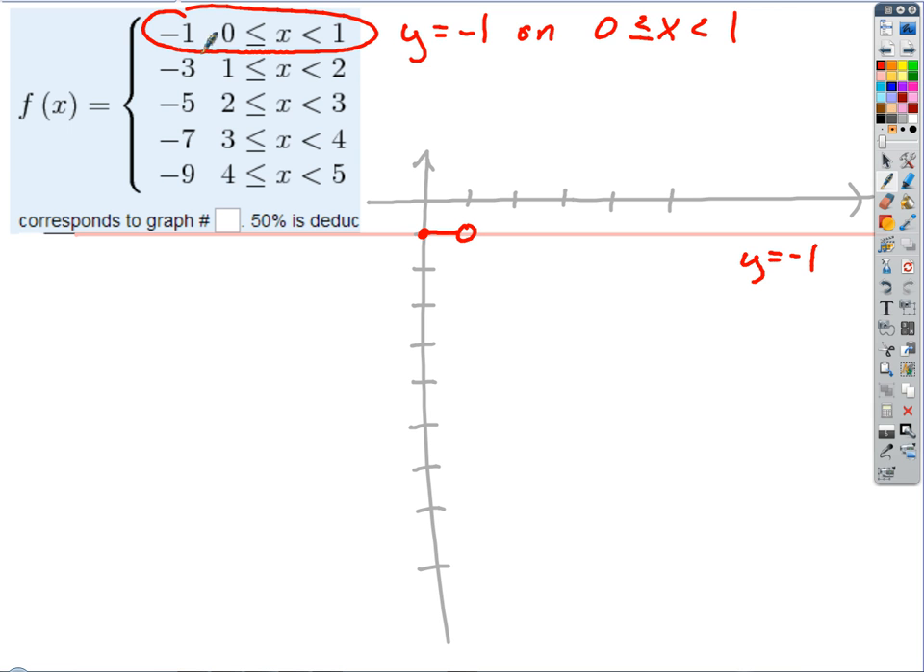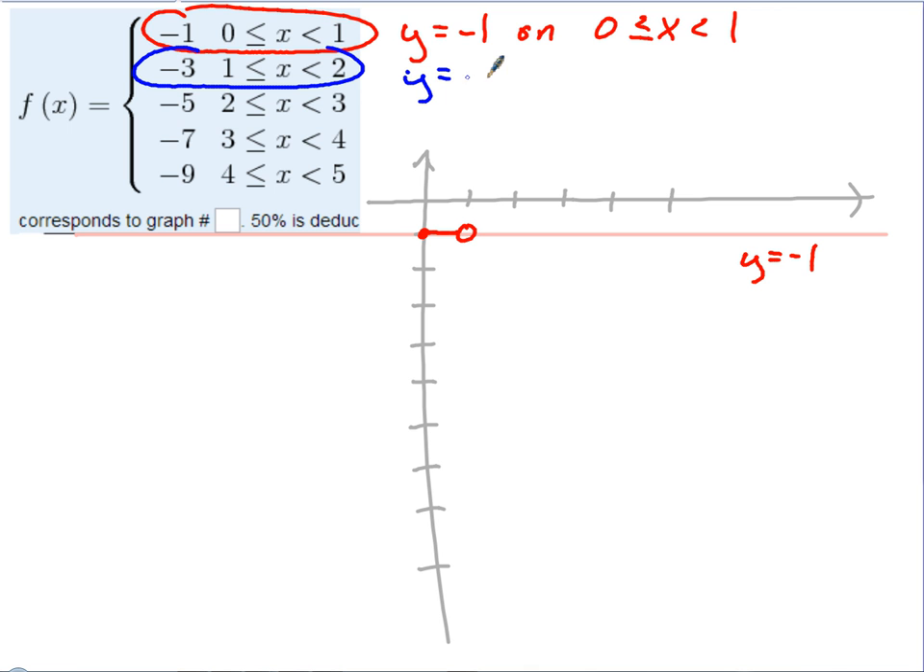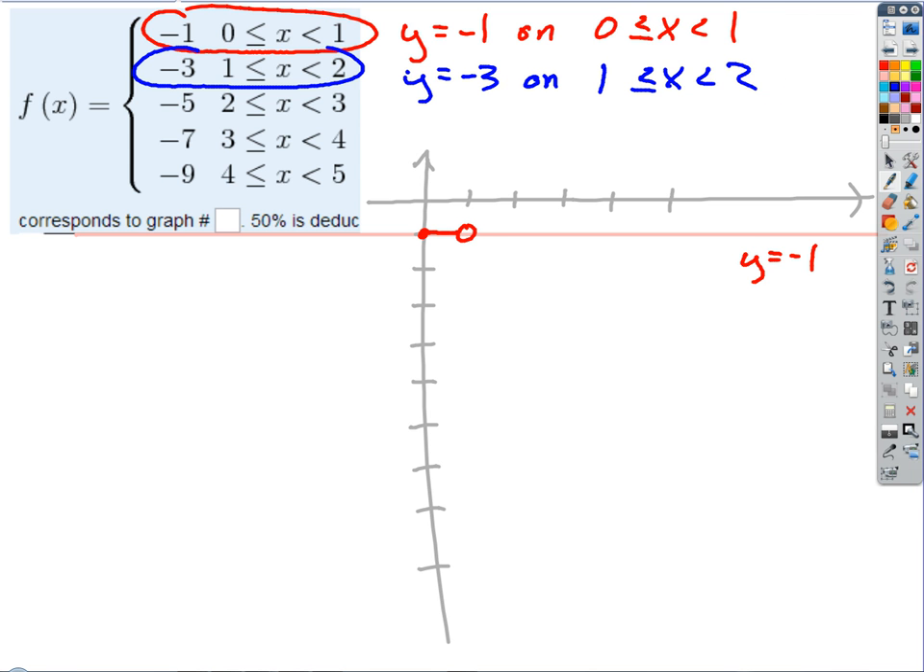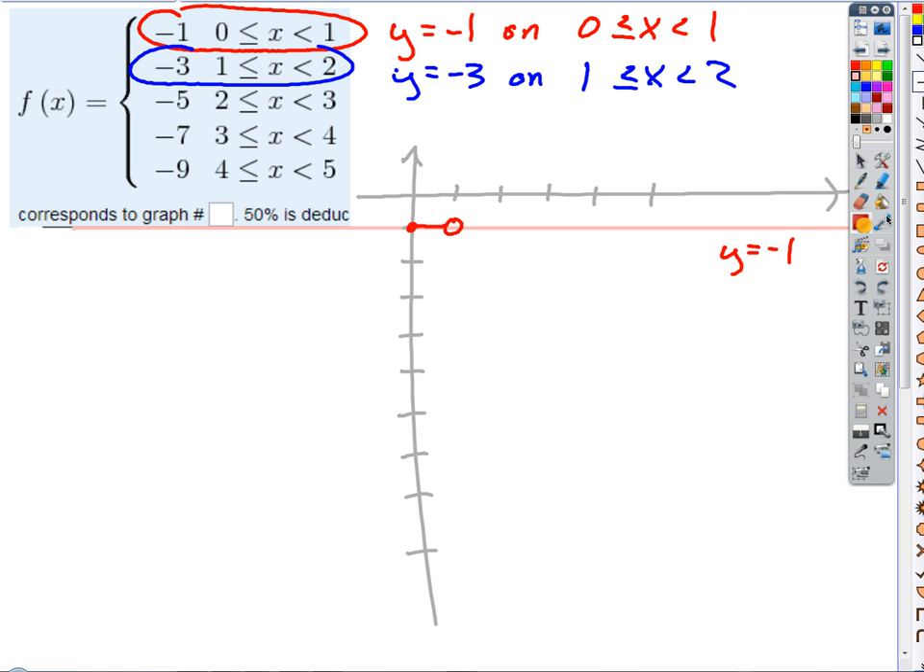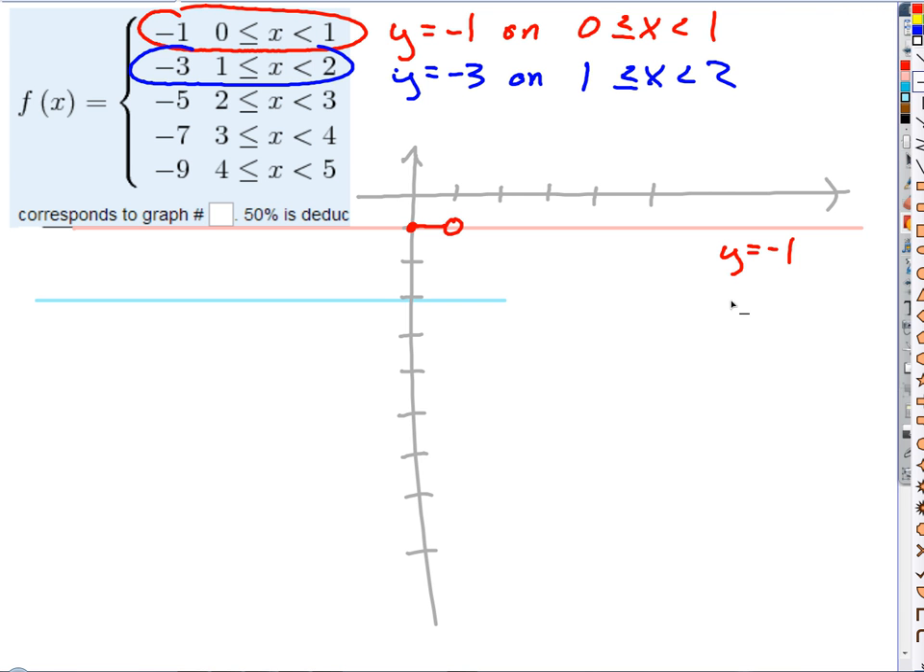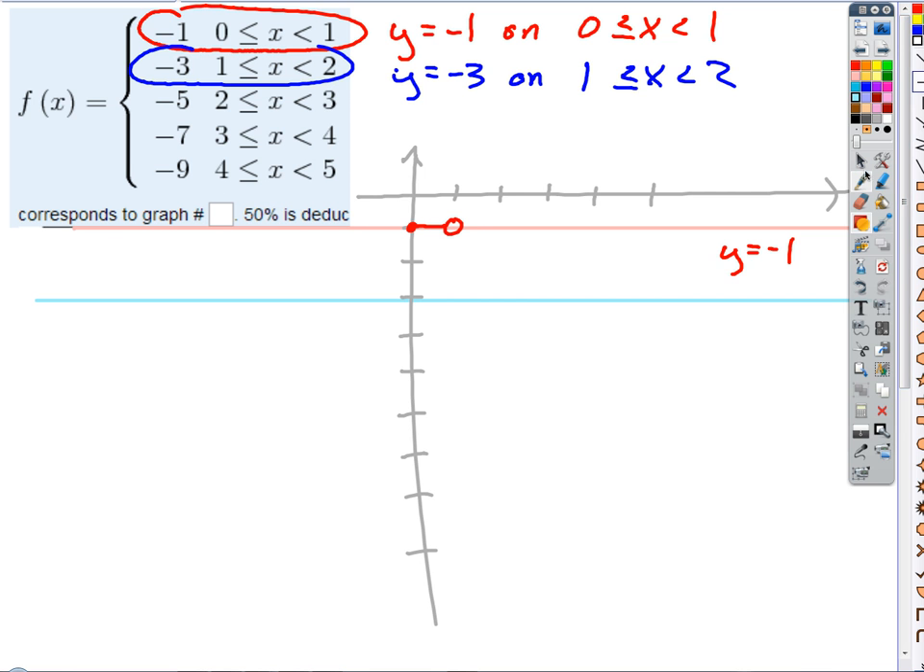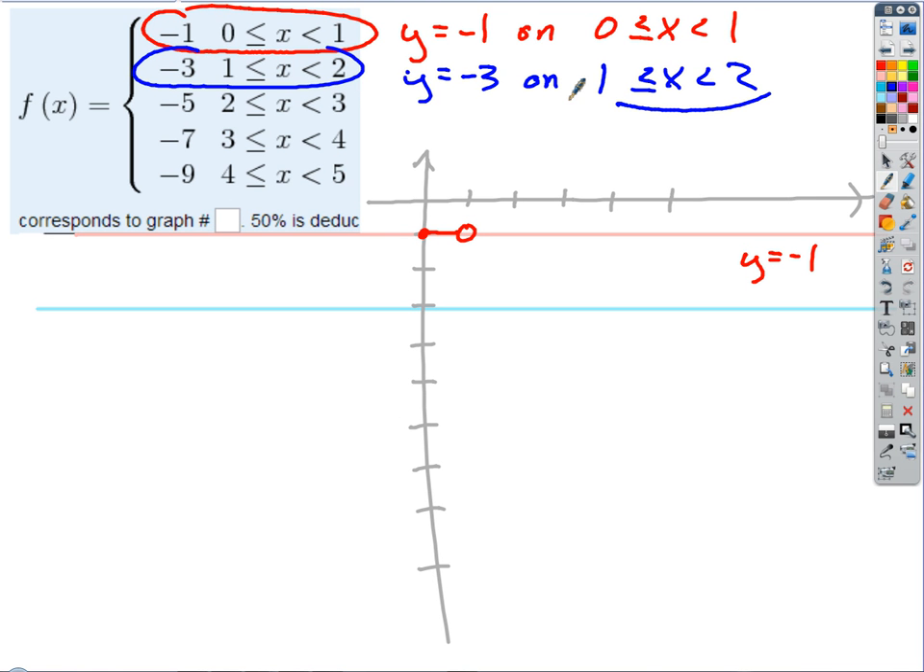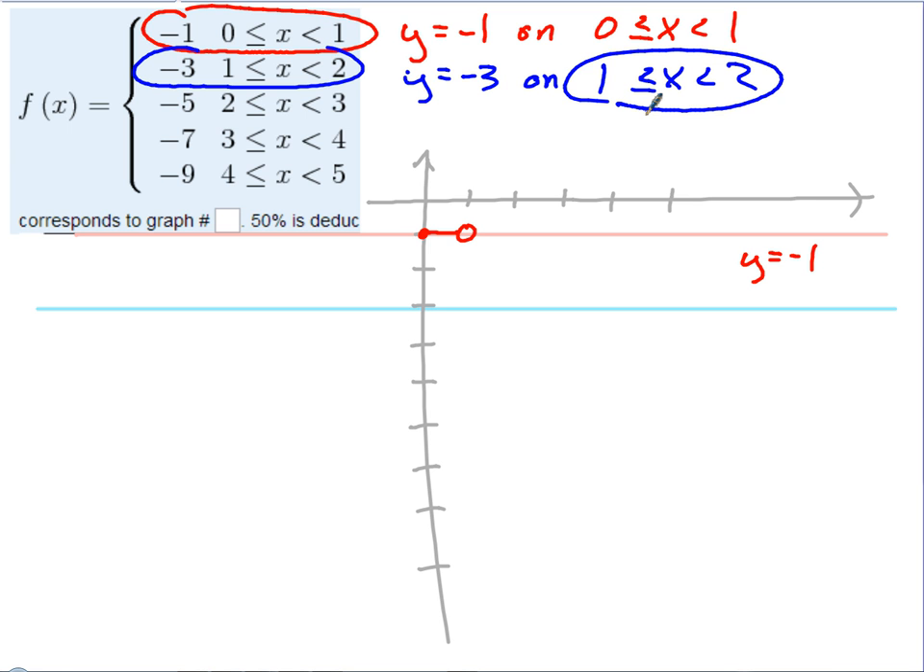So if I look at this guy right here, he'll be blue. That's just going to be the line y equals -3 on the interval where x is greater than or equal to 1 and less than 2. So if I graph that horizontal line, there's -1, -2, -3. That one is just going to be a horizontal line through -3, right? But the only small piece of that that I graph is that piece right there, right?